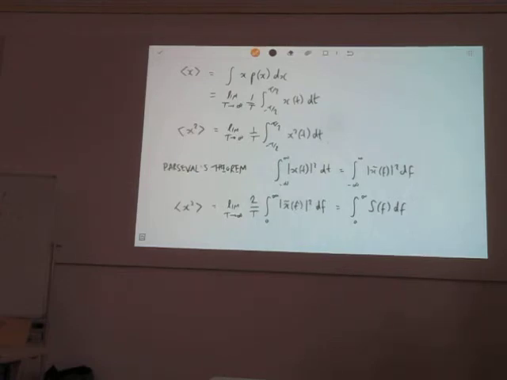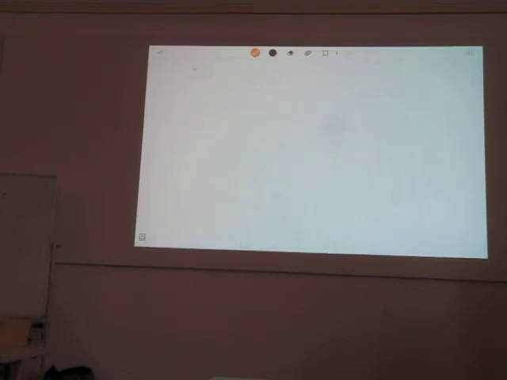So with that definition, you can then just straight away rewrite what S of f is. There are different ways to define it, but they all end up being the same. S of f is the limit as t tends to infinity of 2 over t, mod integral from minus t over 2 to t over 2 of x of t e to the minus 2 pi i f t dt, whole squared. Whereas before we didn't explicitly write x tilde of f, now I'm just writing what the definition of the Fourier transform is. This integral is my definition of the Fourier transform of x of t.